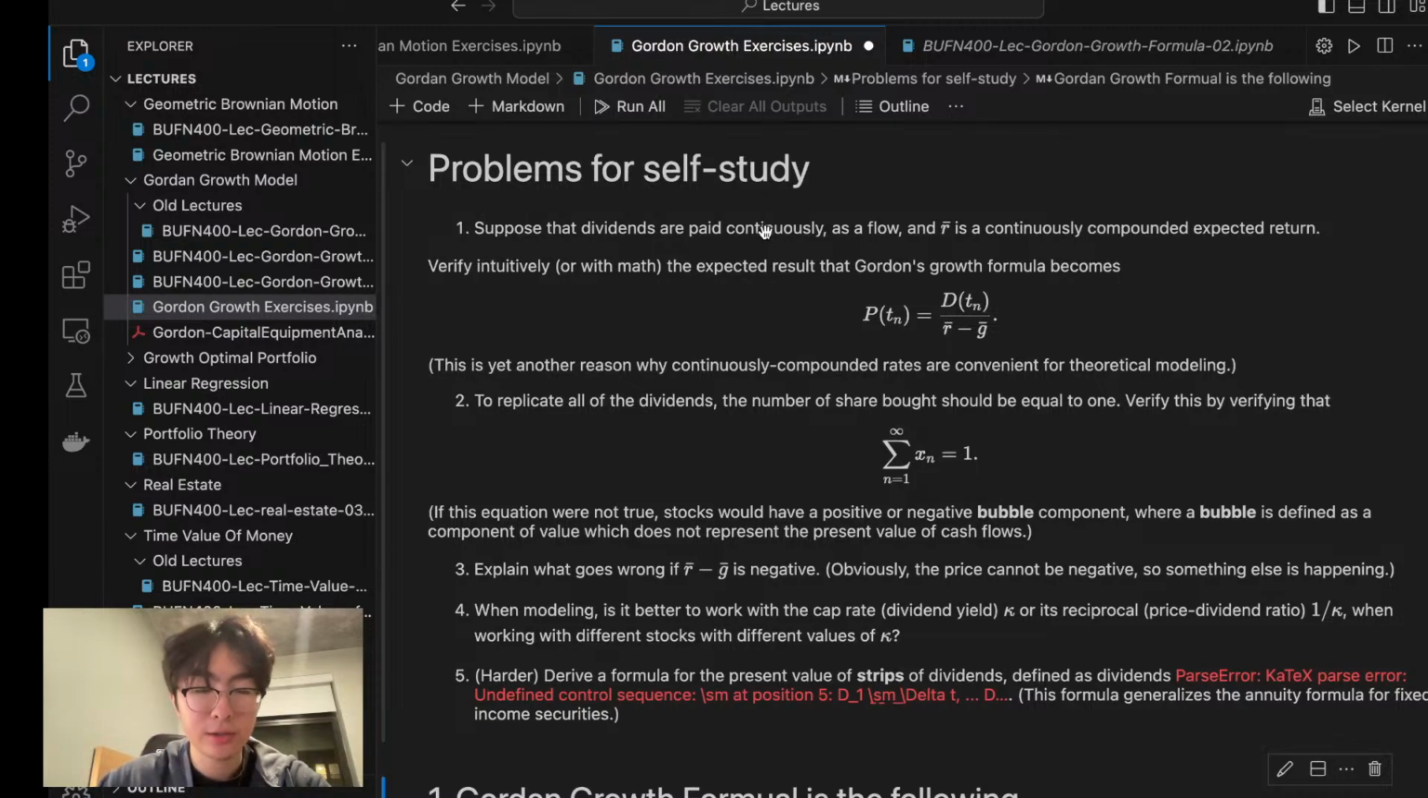Okay, suppose that dividends are paid continuously as a flow, and R bar is a continuously compounded expected return. Verify intuitively or with math the expected result: Gordon's growth formula becomes the dividend at Tn over R minus G.